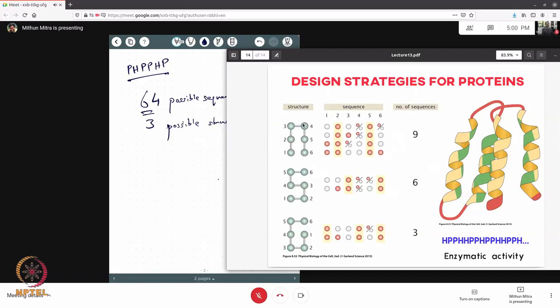So if you do this, I'll just say what comes out. It turns out that nine out of these possible 64 sequences have this pi structure as the ground state. Six of them have this S structure as the ground state, whereas only three of them have this G structure as the ground state. And these are those nine sequences. So for example, P H H H, let us say, or P H P P H P. Okay. So that way you can read off the sequences from here.